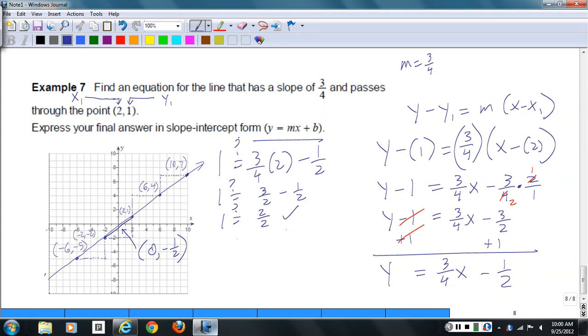Let's check one more. Anybody have a preference, 6/4 or 10/7? Which one should we check? All right, 6/4 it is. Is that what we get when we take 3/4 of 6 and subtract 1/2? 3/4 of 6, 18/4. 18/4 reduces to what?